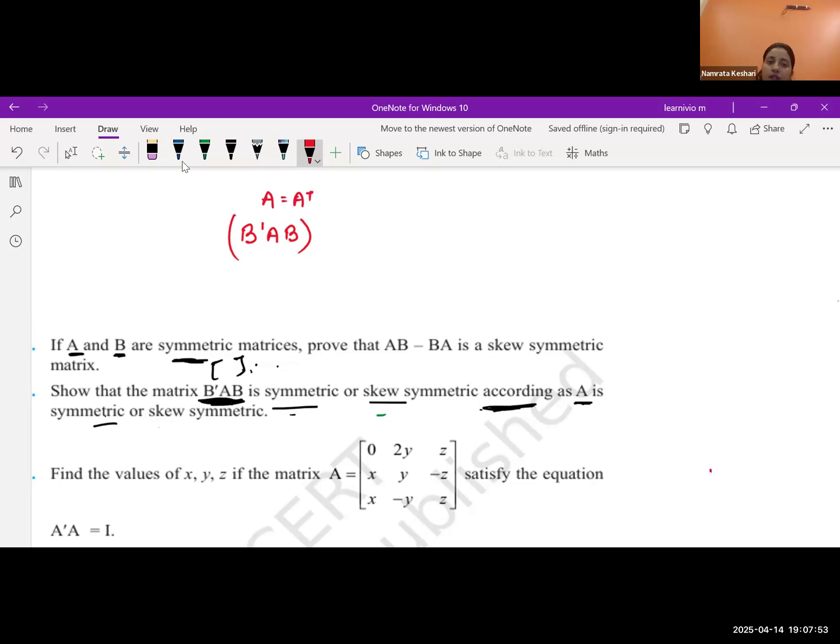A will be equal to A transpose. Then B transpose into AB. If we take the transpose of the whole thing, we can take AB is equal to Q. So B transpose Q, the whole transpose, will give us Q transpose into B. Basically we have to take it from the last, okay?